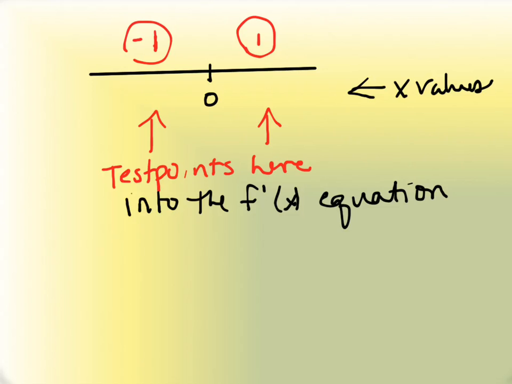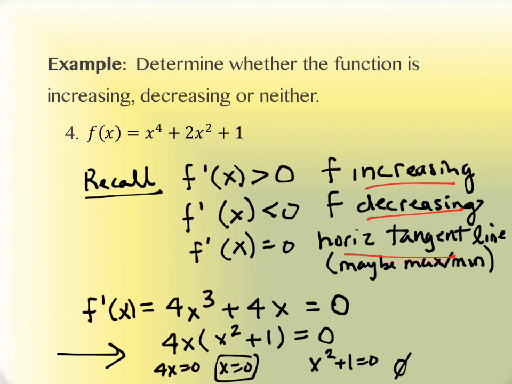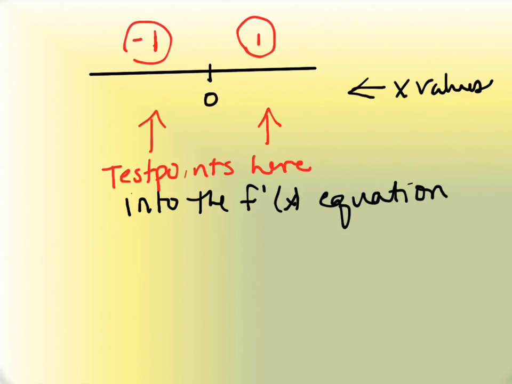We're plugging them into f prime, because f prime is going to tell us whether the graph will be positive for f prime or negative for f prime. And if I know the graph is positive for f prime, then I know the original graph is increasing. And if I know that the f prime is negative, then I know the original graph is decreasing. Are you guys following with me? So I'm testing using the derivative because it tells me information about the original graph.